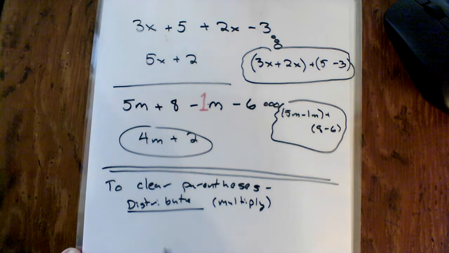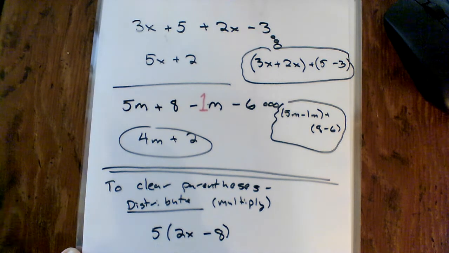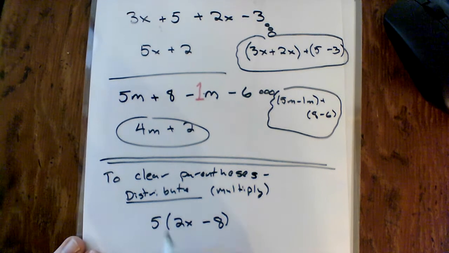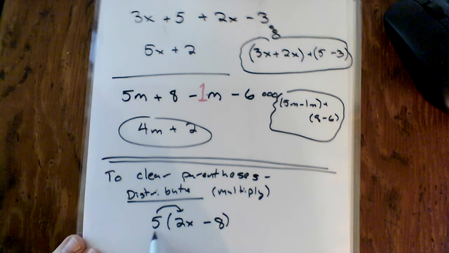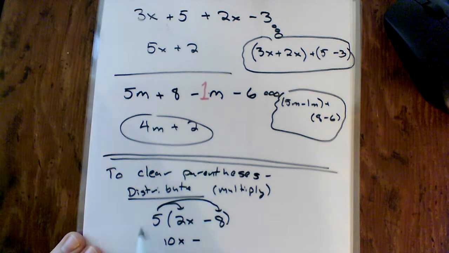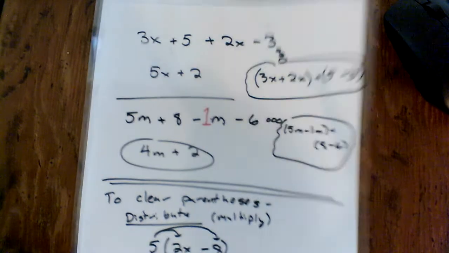So say I've got something along the lines of 5, and I'll multiply this by, say, 2x minus 8. And when I do this, essentially what we're doing is I am multiplying everything inside this set of parentheses by 5. 5 times 2x is going to be, 5 times 2 is going to be 10x. 5 times that minus 8 is going to be 40, and it's going to be a minus 40, because positive times negative is negative. And we'd be done with that piece right there.